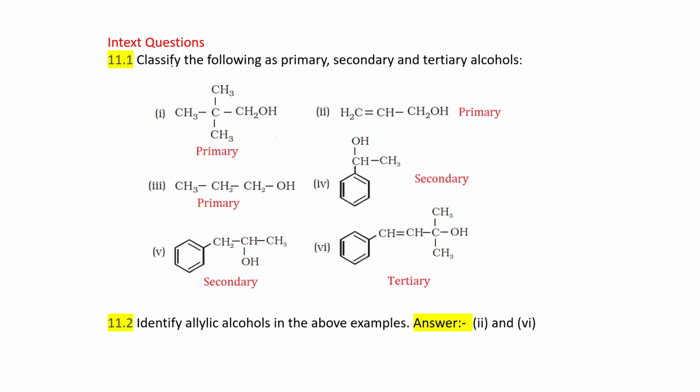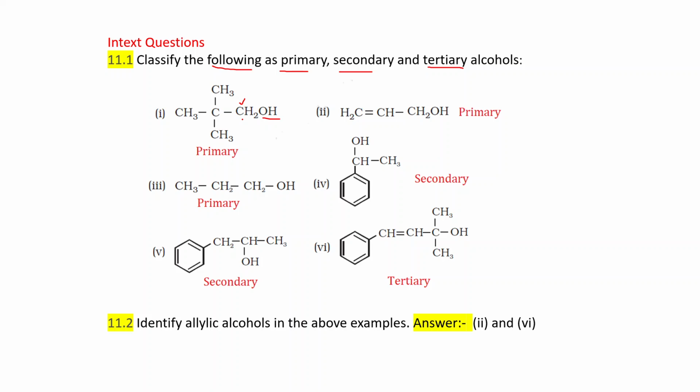Now one question is there. Classify the following as primary, secondary and tertiary alcohol. Now I think you are familiar and you can identify the carbon to which the OH group is attached. If that carbon is primary, this is a primary alcohol. If that carbon is secondary, this is a secondary alcohol. If that carbon is tertiary, that is a tertiary alcohol.